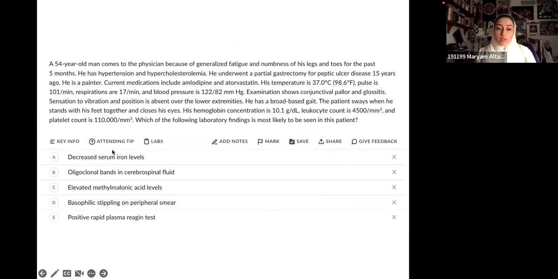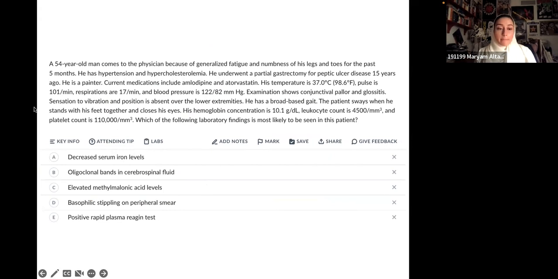But we have one more question that's very crucial for you guys to know, especially with this, and can definitely and easily come in your exam. So this is a 54-year-old man, comes to the physician because of generalized fatigue and numbness of his legs and toes for the past 5 months. He has hypertension and hypercholesterolemia. He underwent a partial gastrectomy for peptic ulcer disease 15 years ago.